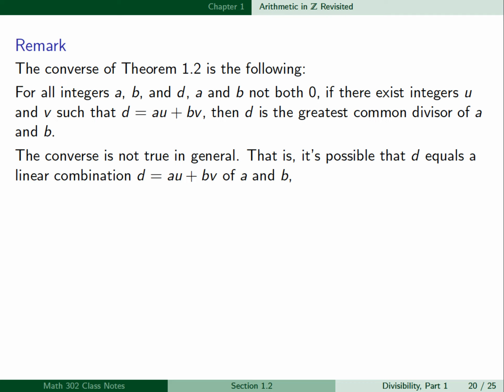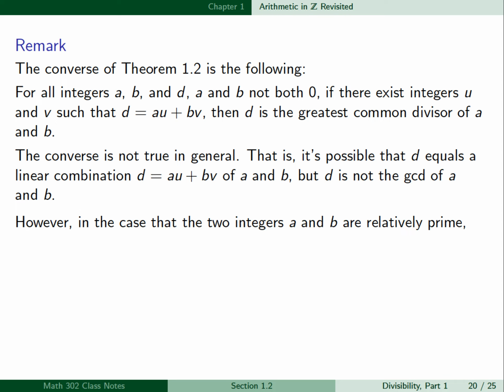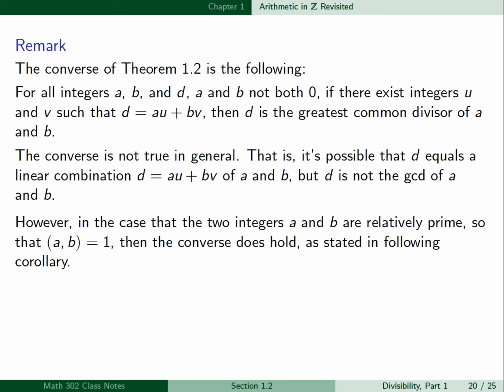That is, it's possible that d equals a linear combination, d = au + bv, of a and b, but d is still not the GCD of a and b. However, in the case that the two integers a and b are relatively prime, so that the GCD of a and b is equal to 1, then the converse does hold, as stated in the following corollary. And the proof of this corollary is one of the exercises in this section.